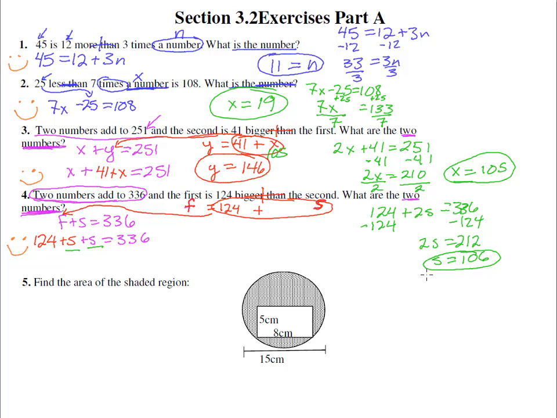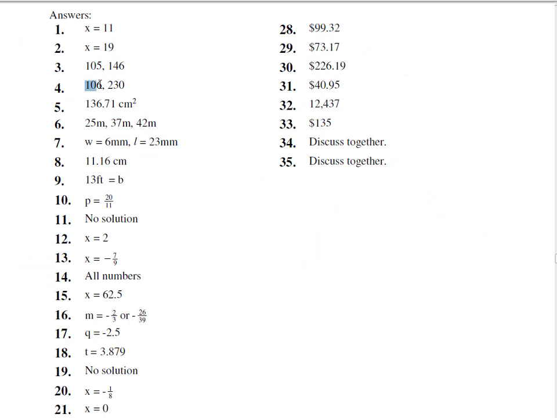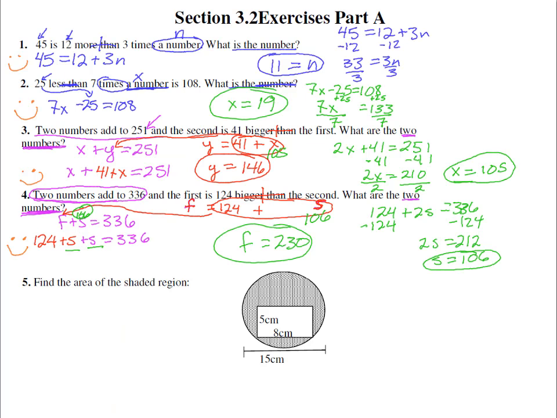We need to find out what both numbers are. If s is 106, we can stick 106 right here. And the first number is 124 plus s, which is 106, so it's 230. So f has to be 230. Notice we could have also used that number and said, what if s was 106 over here? Well, what plus 106 equals 336? Subtract 106 from 336 and you get 230. Let's double check our answer. 106 and 230. Good.